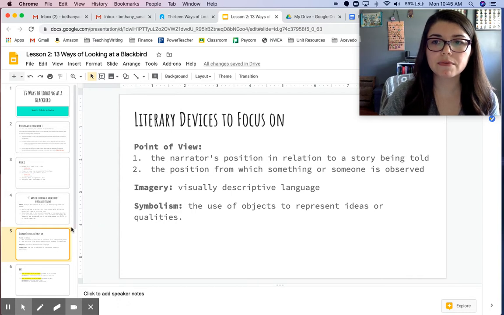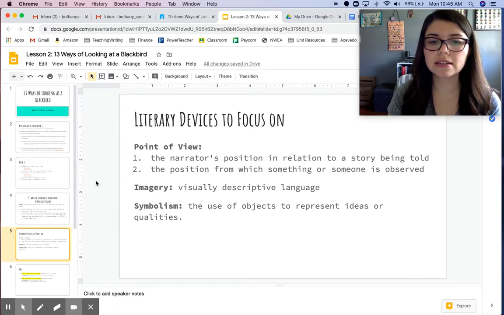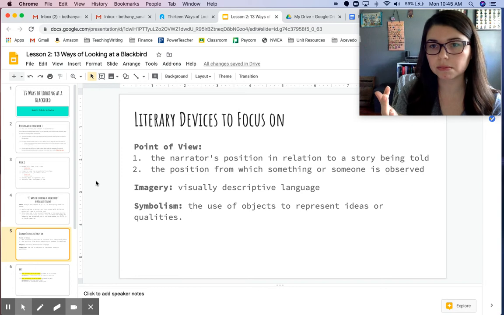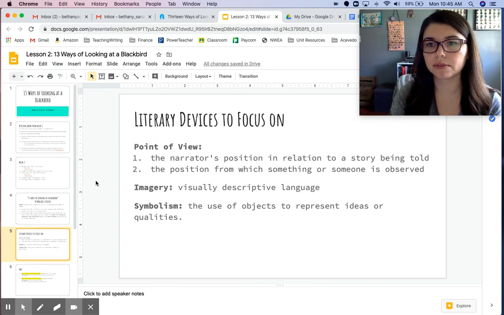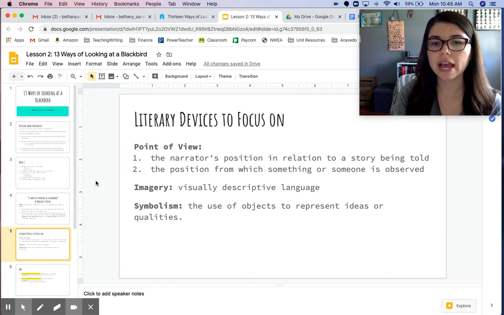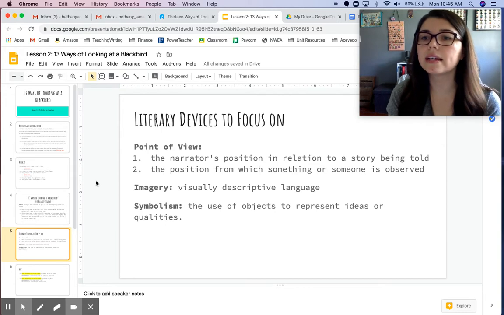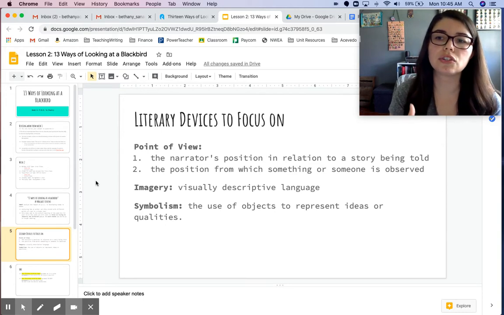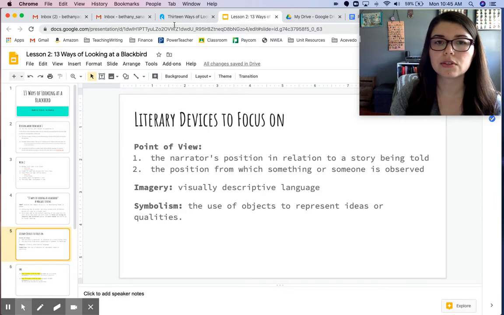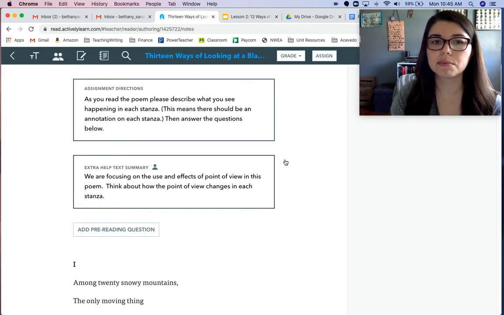Like I said, we're going to focus on point of view in this lesson. We're also going to see a lot of examples of imagery. I think that's just going to happen in every poem. It's the nature of poetry. And then we're also going to think about symbolism, how the things that are in each stanza might symbolize a smaller meaning that can lead to a larger theme that comes from the poem. So let's go ahead and take a look at the poem.